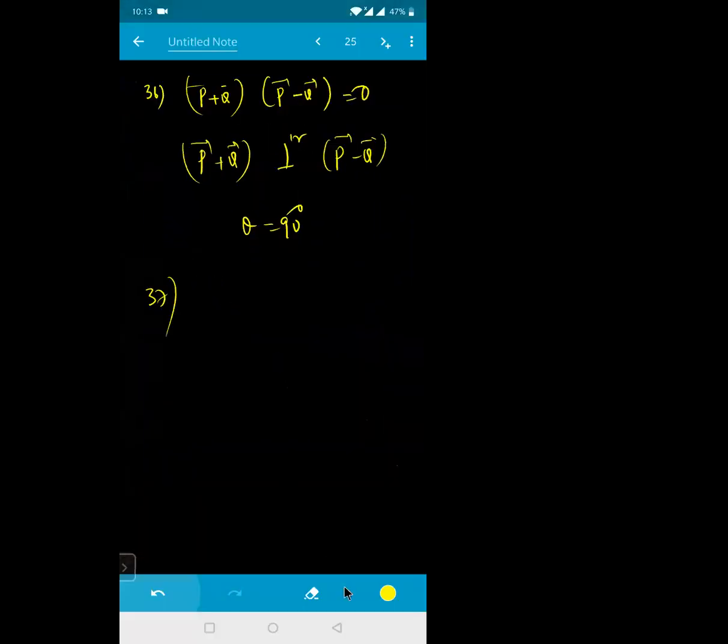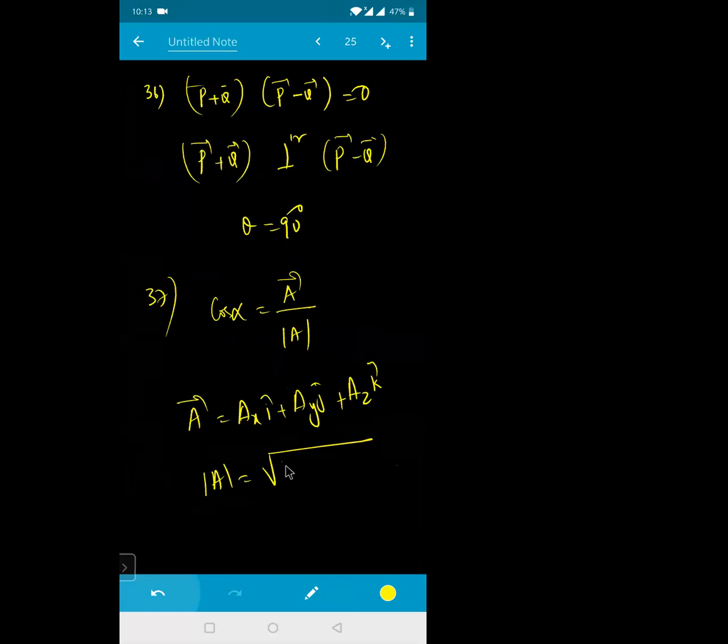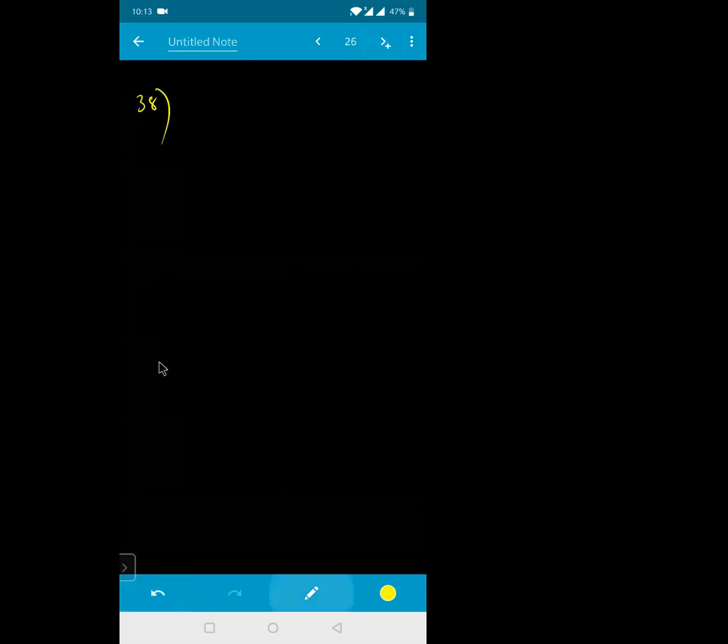Obviously, because cos alpha is equal to the component of A bar divided by mod of A. What is the value of A here? This one is ax i cap plus ay j cap plus az k cap. Taking its magnitude, what will come? Under root of 1 square plus 1 square plus 1 square, that will be equal to root 3. So the answer for this one will be A by root 3. Clear? Yes. 37, 38.